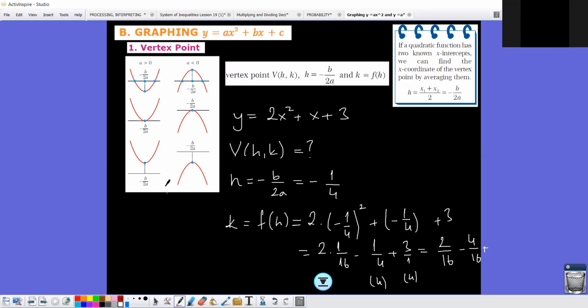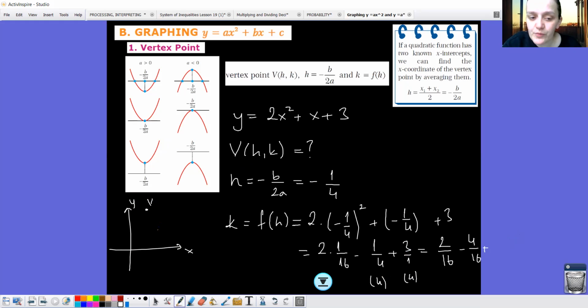So teacher, h is x, or h is the x coordinate. For example, we have x and y, and let's say the vertex point is here. So h is this one and k is this one, okay? For h you are finding the x coordinate, for k you are finding the y coordinate, okay?